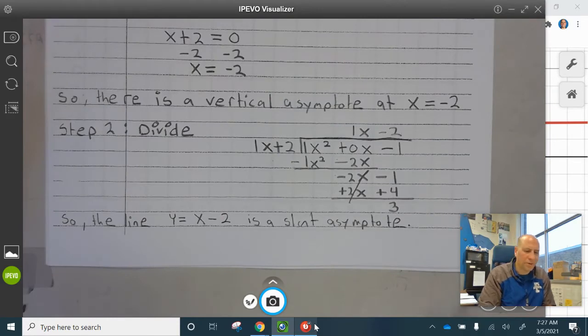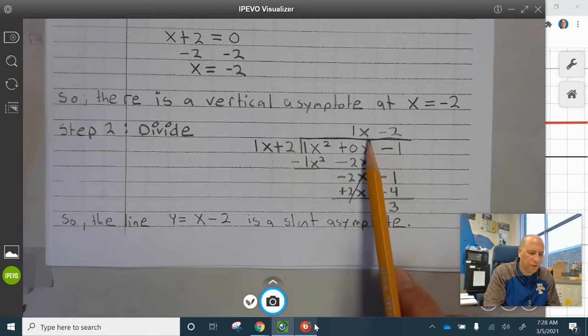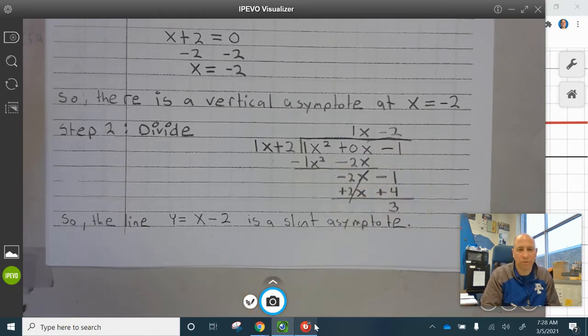Now, in this case, you didn't have to go that far. Once you have x minus 2, you have the slant asymptote. So the line y equals x minus 2 is a slant asymptote.